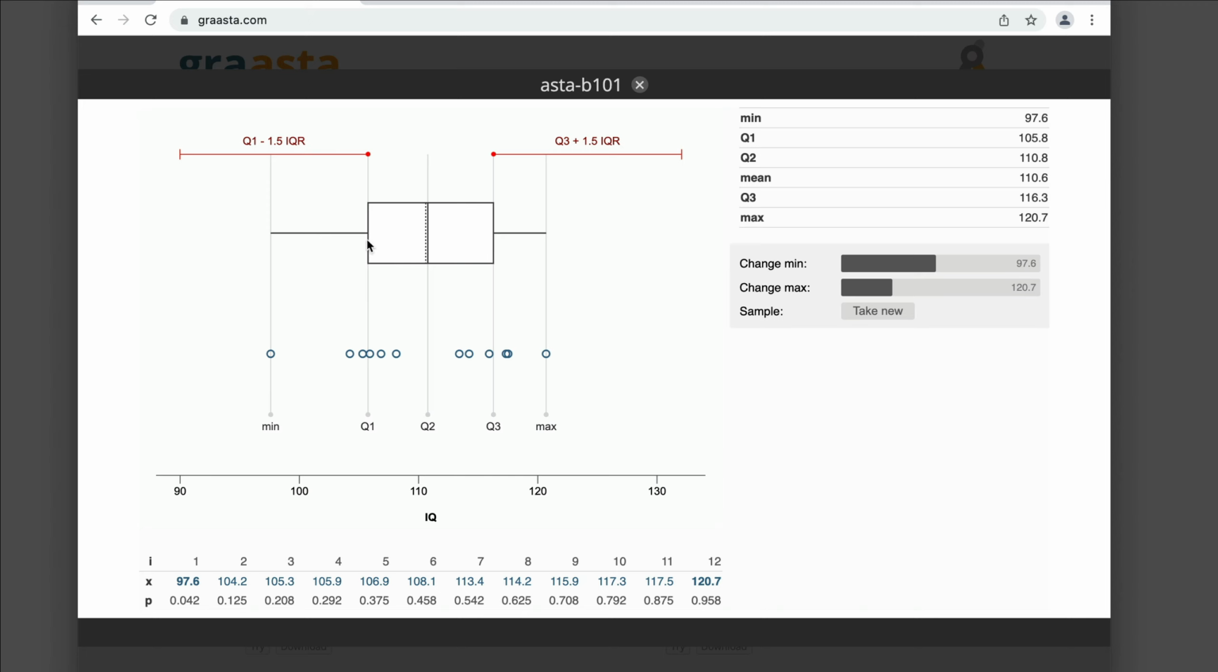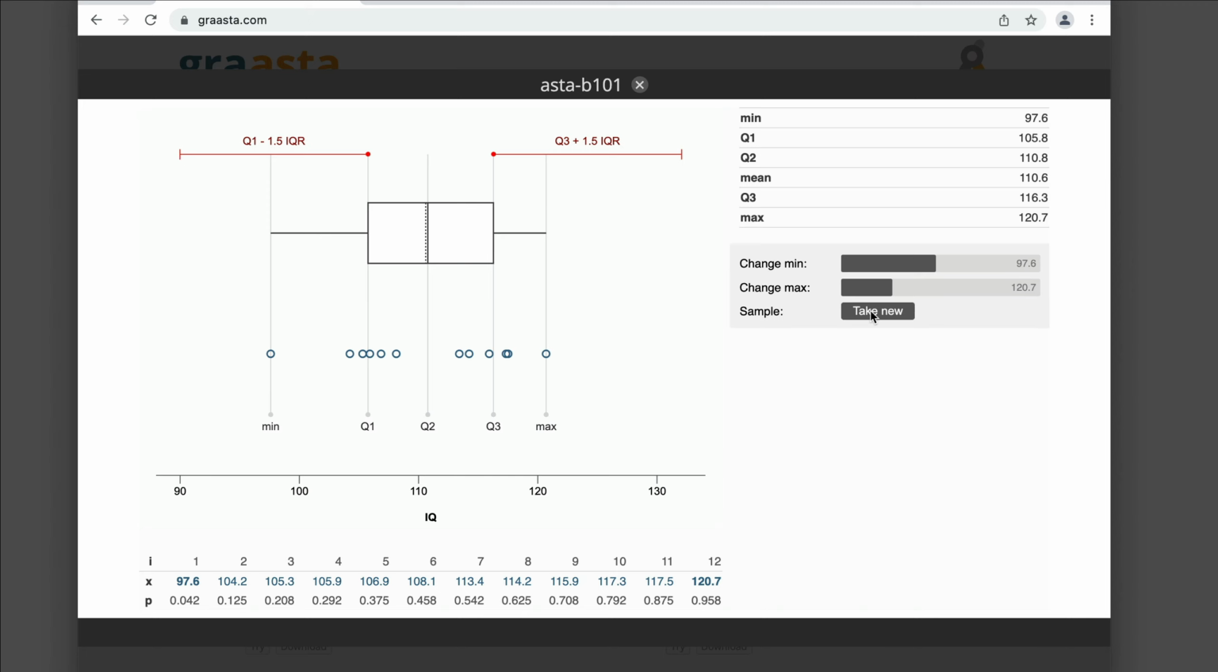And the idea is the following. We take the size of the box, the length of the box, which is called the interquartile range. It's simply the difference between Q3 and Q1. Then we stretch it 50%, we make it 50% longer. So we multiply the size of the box by 1.5. And then this is the red line. So the red line here is exactly the size of the box multiplied by 1.5. And then you can see that if a value is larger than Q3 plus this red line, it will be considered an outlier. If a value is smaller than Q1 minus this line, it will also be considered an outlier.